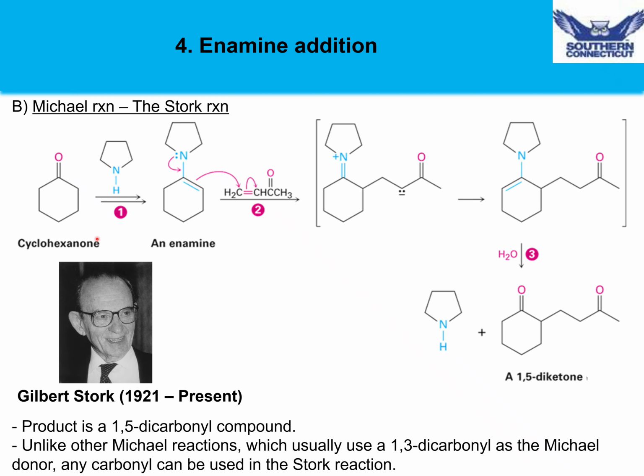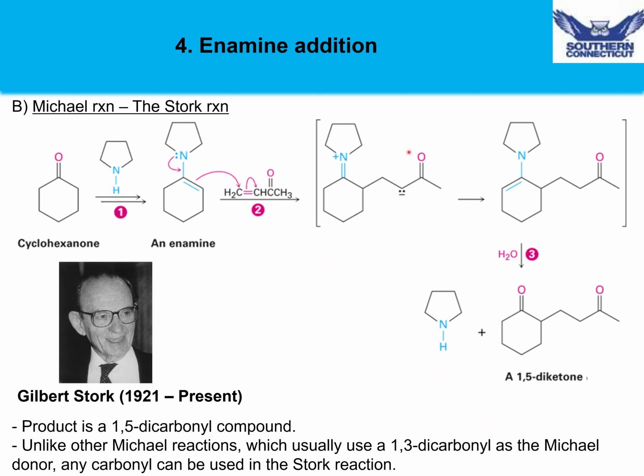So here's an example. If we start off with cyclohexanone and we add this cyclic secondary amine, we will form the enamine that you see here. So the nitrogen attaches where the carbonyl is, and you get an enamine out of it. Then that enamine basically behaves like an enolate, so it is nucleophilic at the alpha carbon, which is this one. That alpha carbon will attack the beta carbon of an alpha beta unsaturated carbonyl.